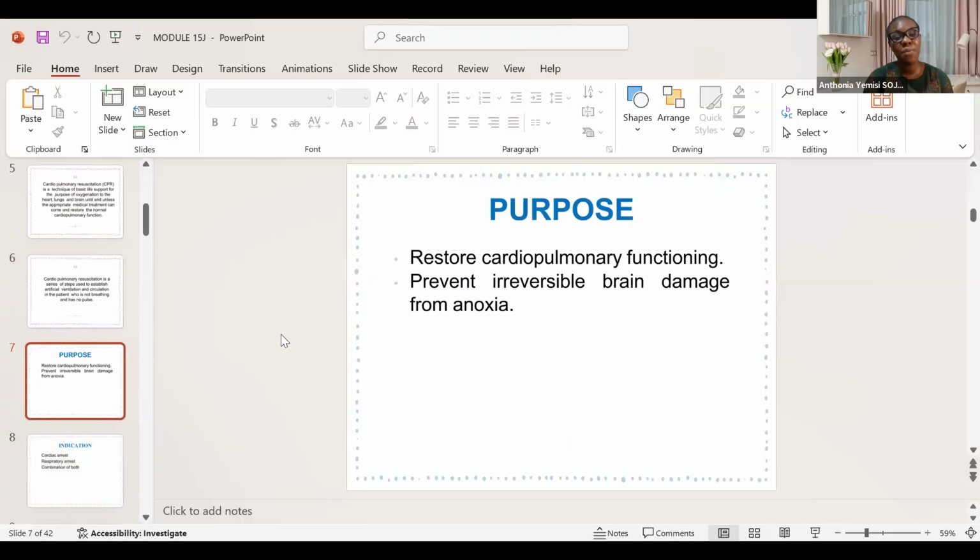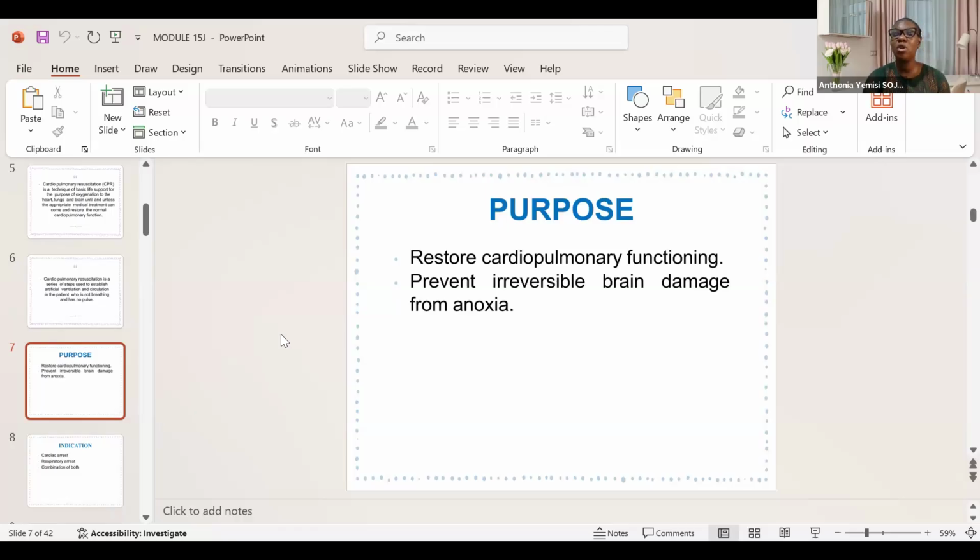So the purpose of CPR is to restore cardiopulmonary function and to prevent irreversible brain damage. In that period when the heart is not pumping and the patient is not breathing, oxygenated blood is not being carried to the brain.